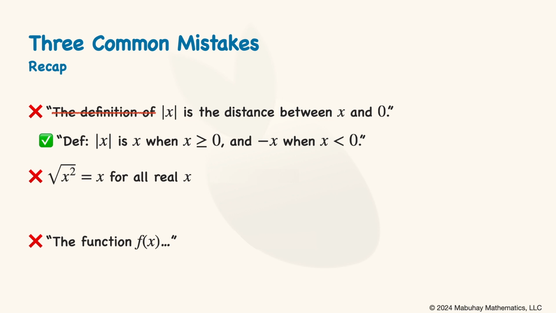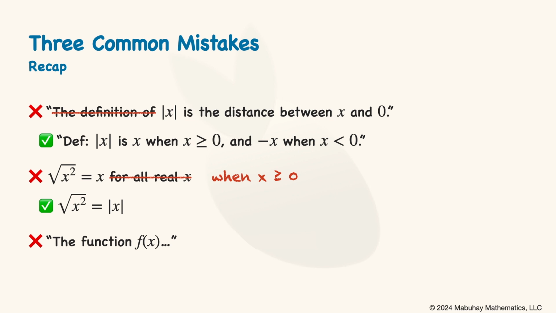Next, we clarified that we can't say the square root of x squared equals x for all real values of x, though it is true for x greater than or equal to 0. What about when x is negative? That's why we define the square root of x squared as the absolute value of x. It covers both cases. This definition also happens to connect square roots to absolute values.